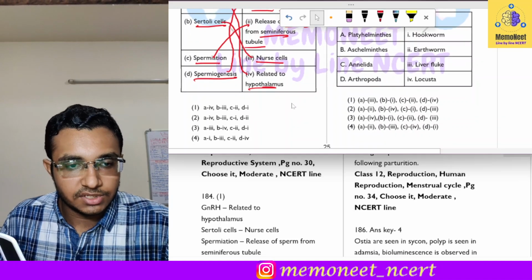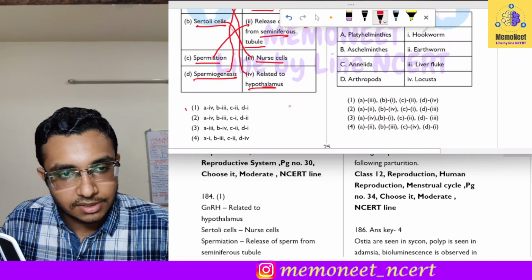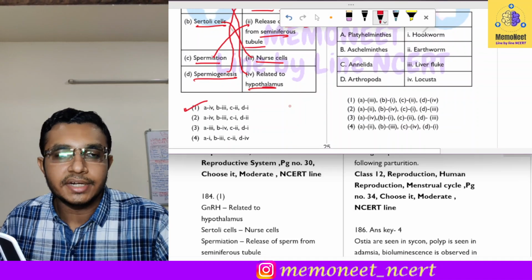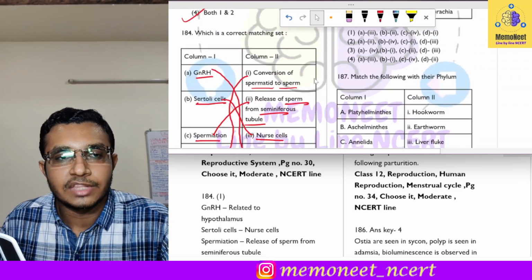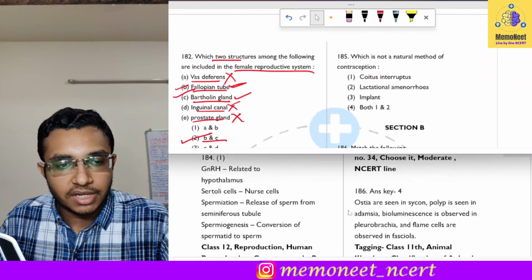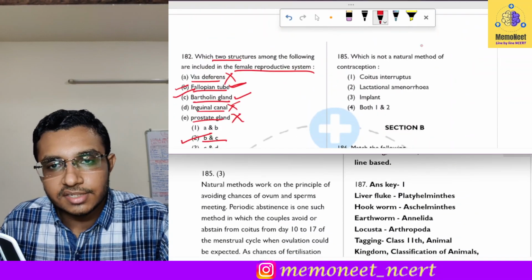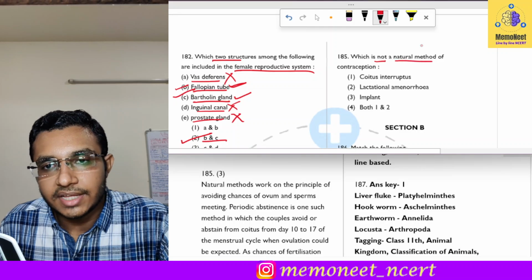So here, which is the option showing the correct matching? It is option 1. So the correct answer of this question is option 1. The next question is question number 185. It states that which is not a natural method of contraception.